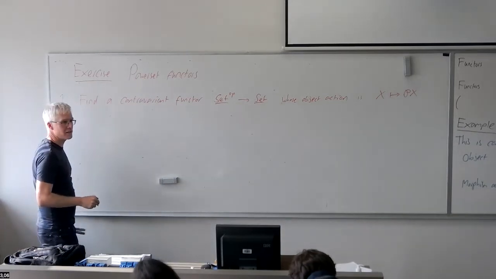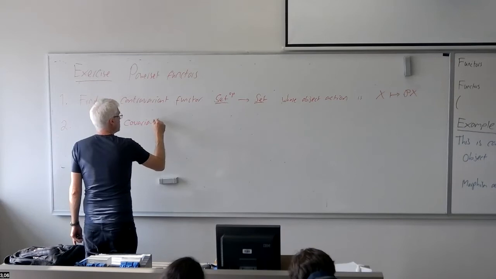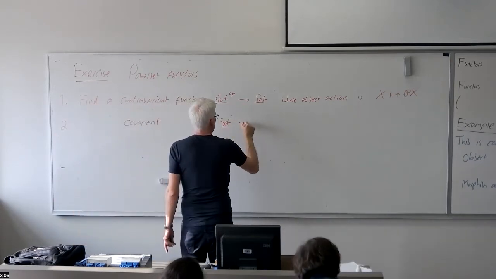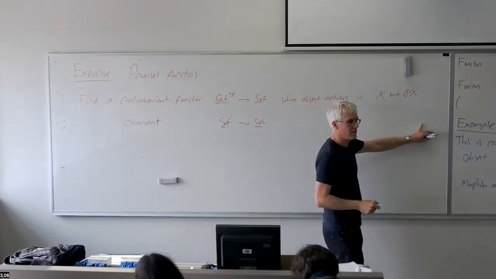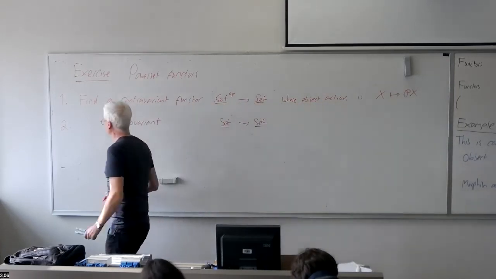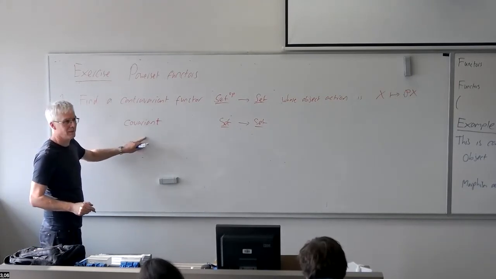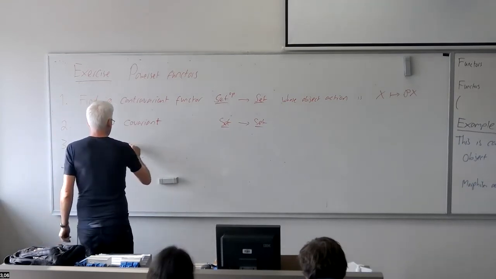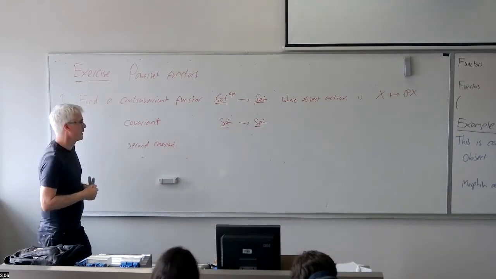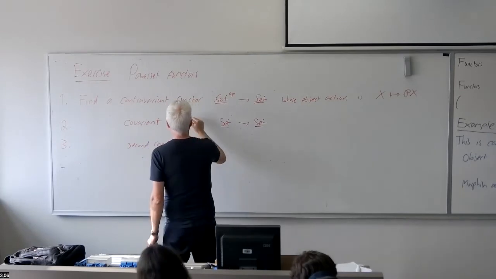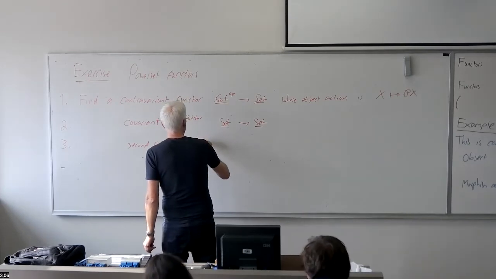The second part of the exercise is to do the same thing again, except find a covariant functor. So let's just take the op out, from Set to itself, whose object action is again the power set operation. And the third thing is to find a different covariant functor with the same object action. That's maybe a bit trickier.